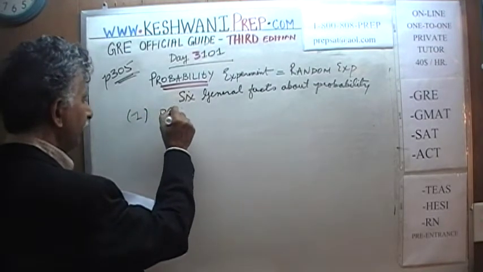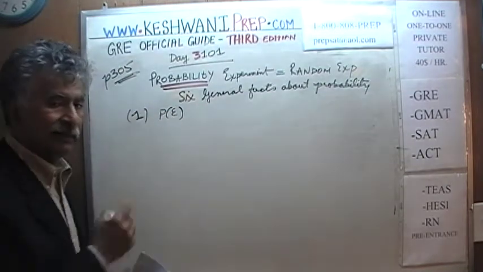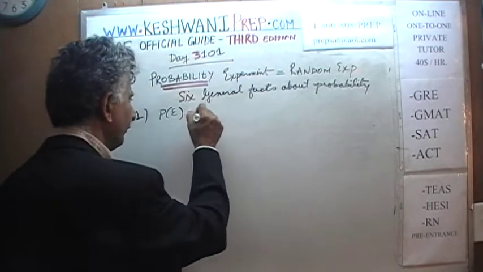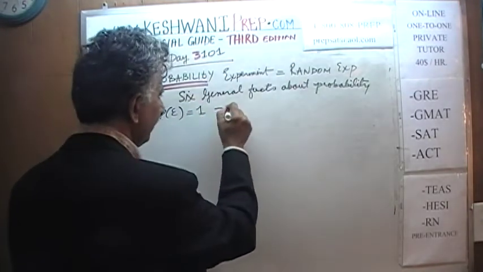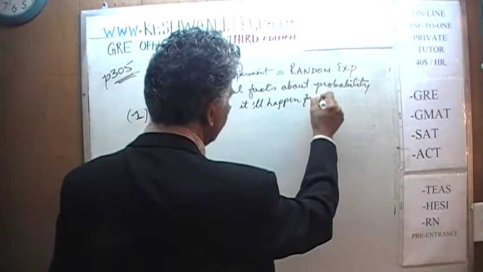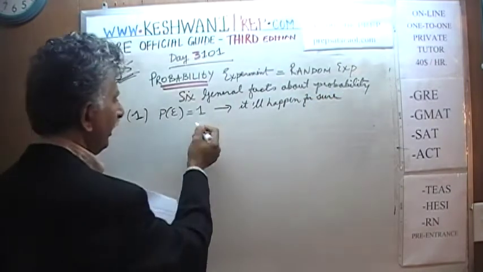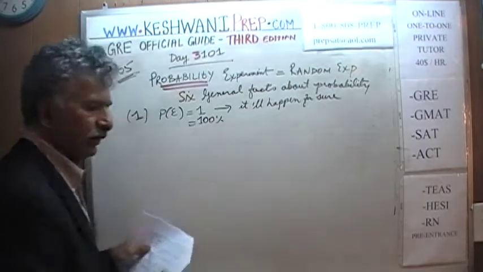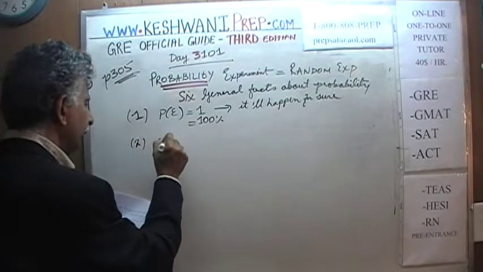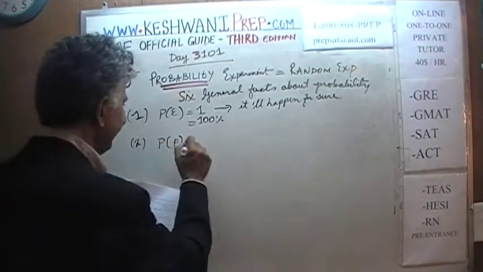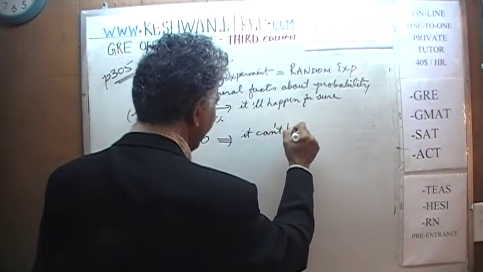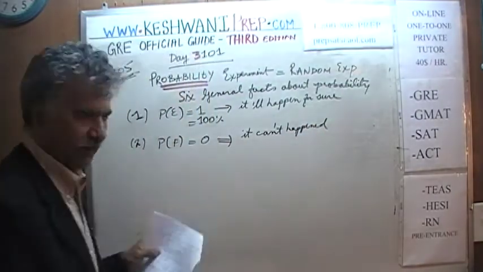If we claim that the odds of some event happening, the name of the event is E, that's the name of the event, is 1, the probability of 1 simply means that it will happen for sure. Because you're telling me it's 1, the probability is 100%. 1 is the same as 100%. Probability of 1 means it will happen for sure. Similarly, if we claim that the odds of some other event F is 0, that means that it will never happen. It can't happen.